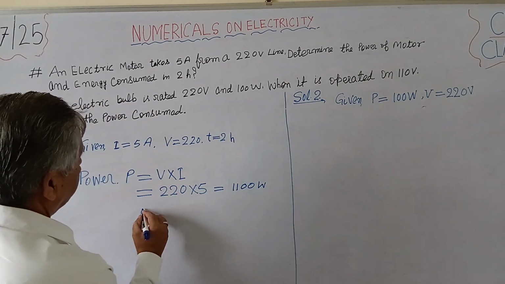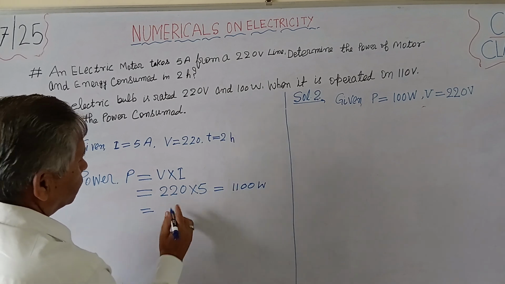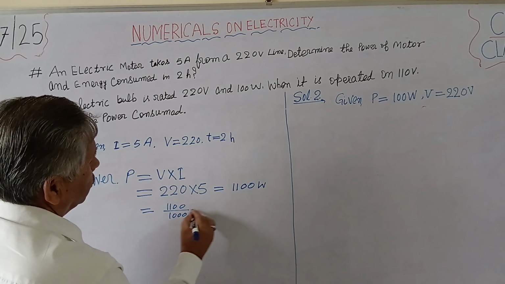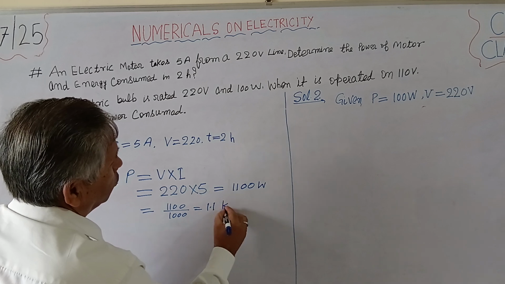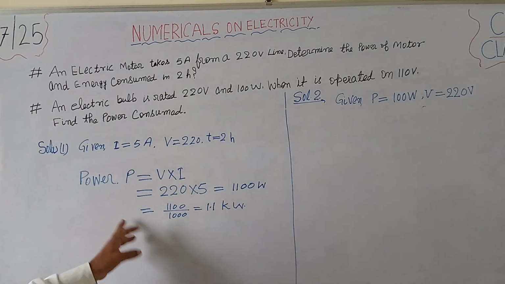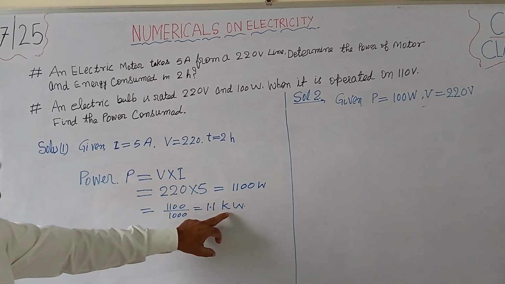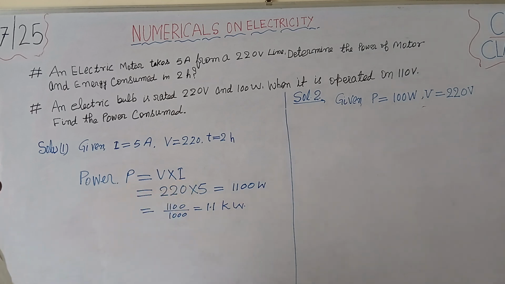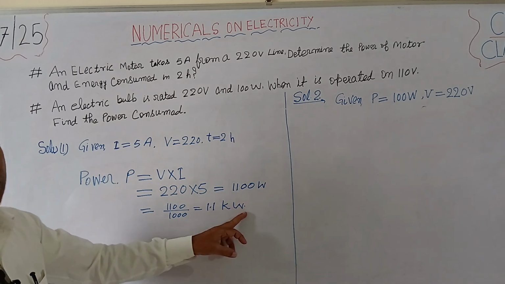Now we will convert into kW, that is 1100 upon 1000. So this will become 1.1 kilowatt. So the first part of the question, the answer is that the power of the motor is 1.1 kilowatt.